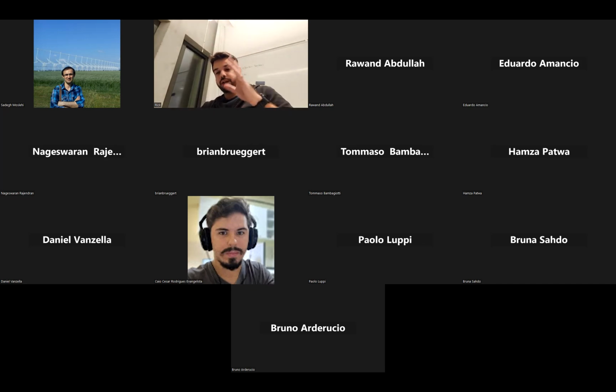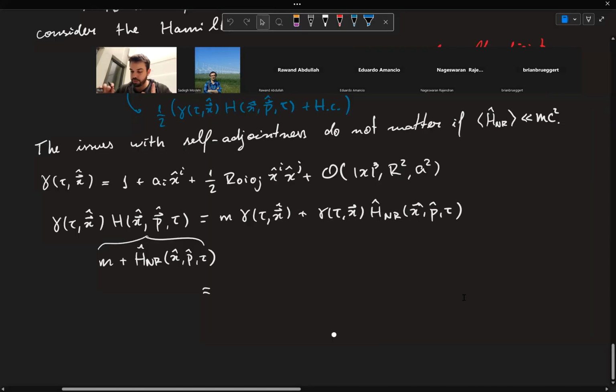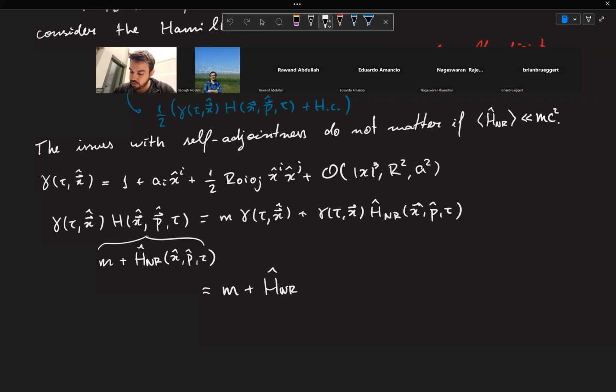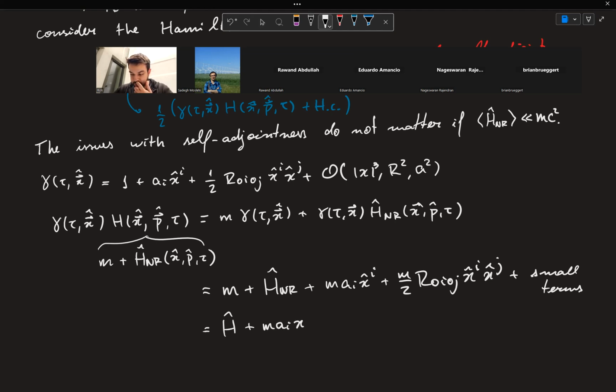But what we find in the end are these corrections in terms of acceleration and curvature, which are reasonable, and this is independent of the ordering of this product. So basically, again, this will be m plus H_NR plus m a_i x^i plus m over 2 R_{0i0j} x^i x^j plus small terms. So this means that your Hamiltonian will be exactly what you had before, plus these corrections, which are due to the acceleration of your trajectory and the curvature of spacetime.